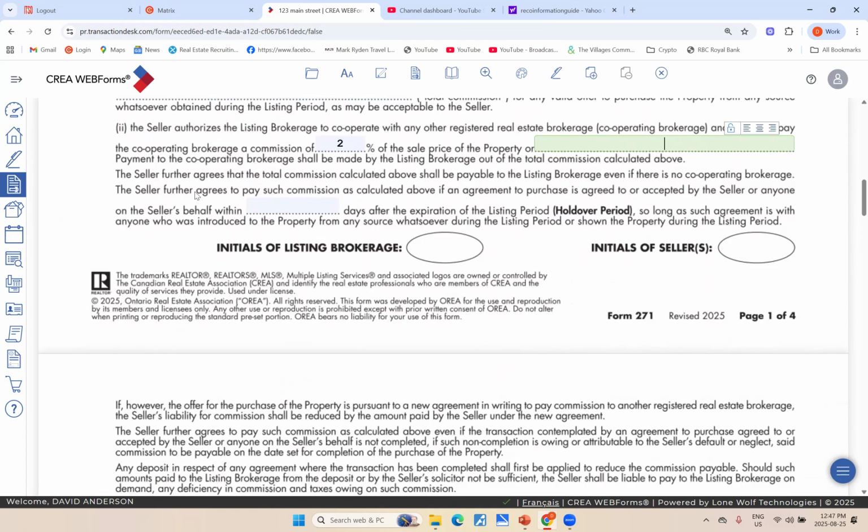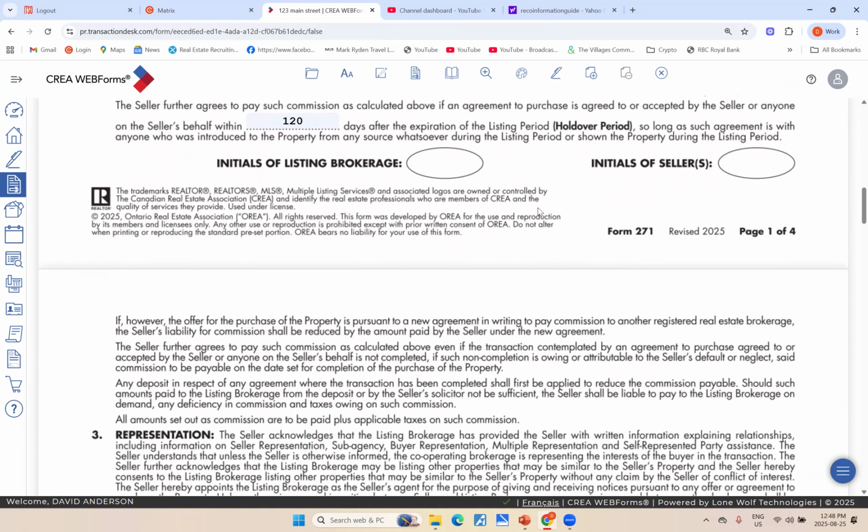And then it goes on to say the seller further agrees to pay such commission as calculated if an agreement to purchase is agreed or accepted by the seller or anyone on the seller's behalf within, let's say, 120 days after the expiration of the listing, the holdover period, so long as such agreement is with anyone who was introduced to the property from any source whatsoever during the listing period or shown the property during the listing period. So this basically says if you've been working with someone, you show them the property, or someone has shown your property and then your listing expires, then the seller should be paying that commission out to that agent.